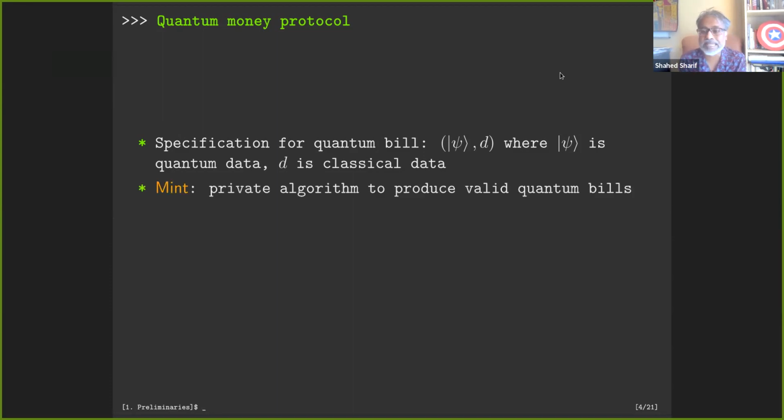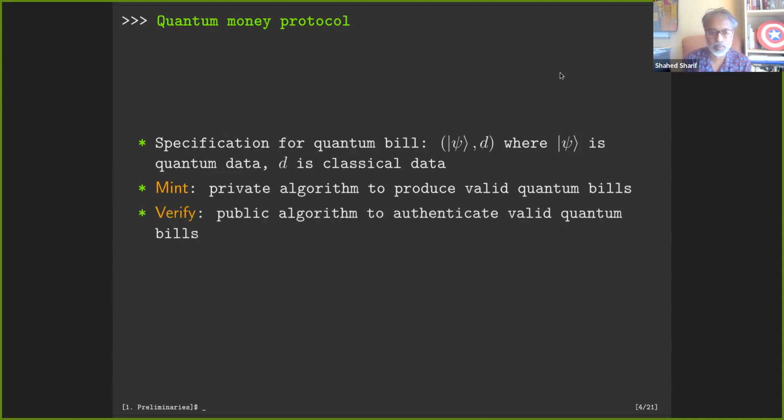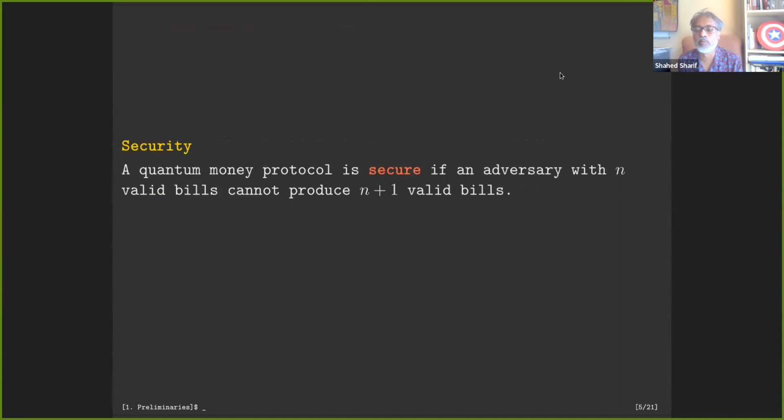Then we have a minting algorithm, which allows you to produce bills, but you only want the authority who normally produces fiat money, so let's say the Treasury Department in our case, to have access to this algorithm. So it's a private algorithm that will produce valid quantum bills. But we would also like the general public to be able to verify that a given quantum banknote is in fact valid. So we have a verify algorithm that allows the general public to authenticate whether a quantum bill is valid or not. Okay, so that's what a quantum money protocol is.